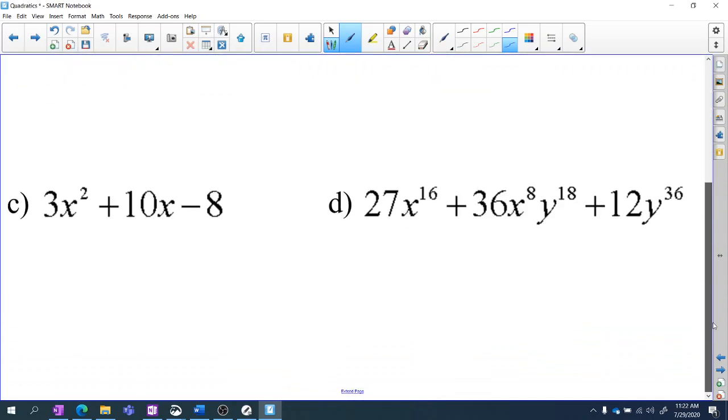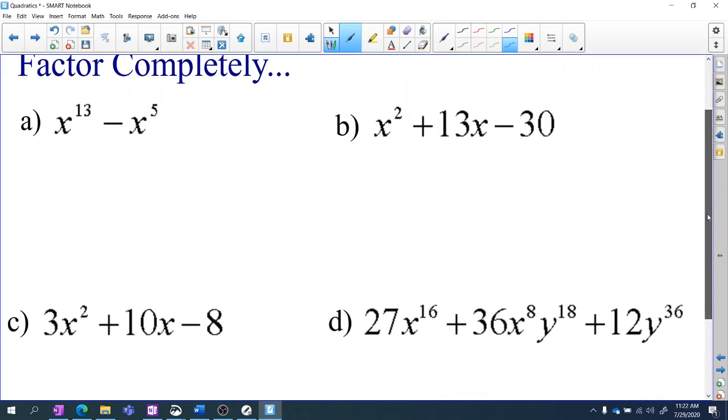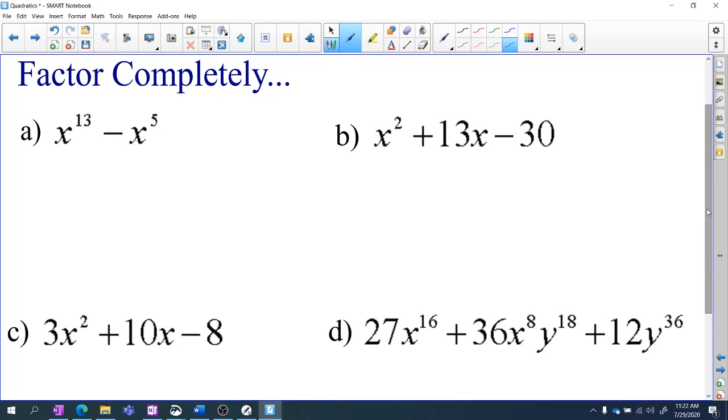How many do I got? I got 4 of them here. So factor these 4. So there you are. You can see them all. If you pause the video, you can look at them. And now I'm going to go through my solutions.